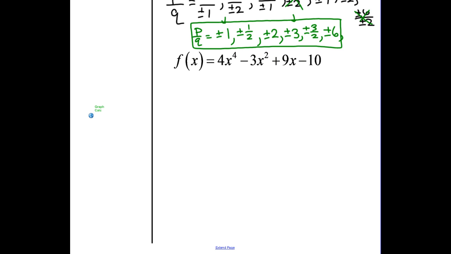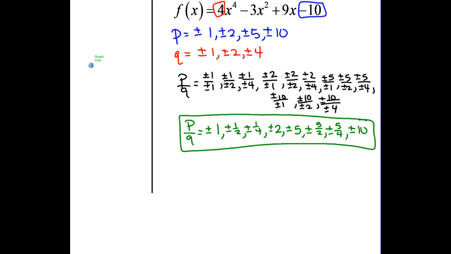All right, I want you guys to do this last one on your own. I'll put up the answer in 1 second. All right, so in the green there, that's what I got for my possible rational zeros.